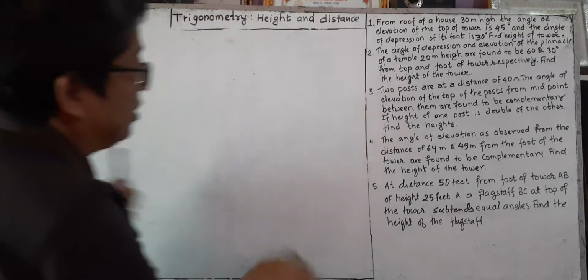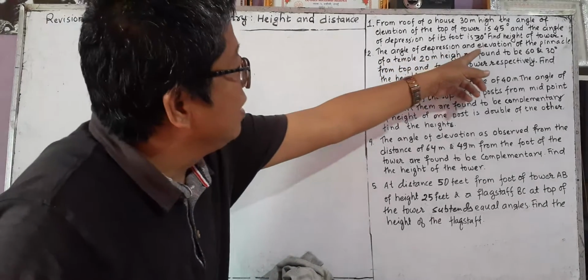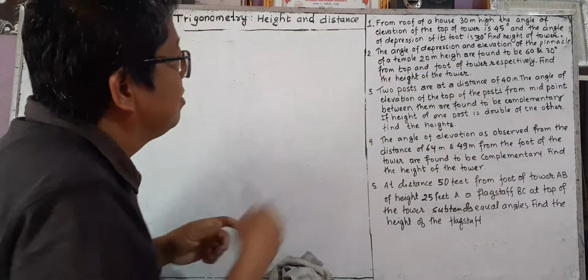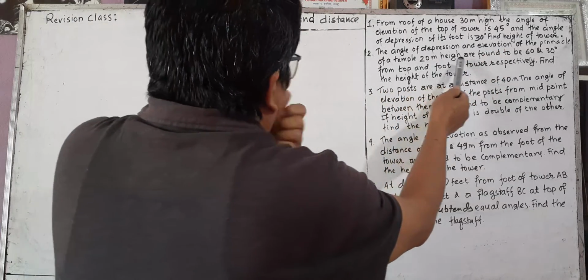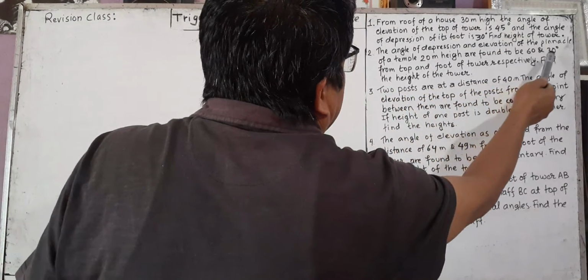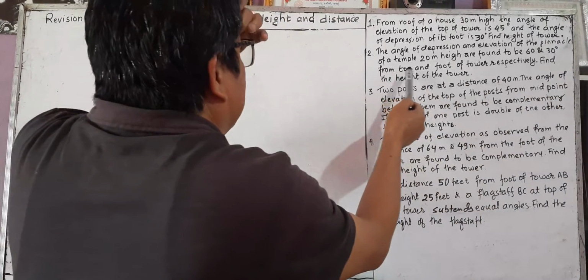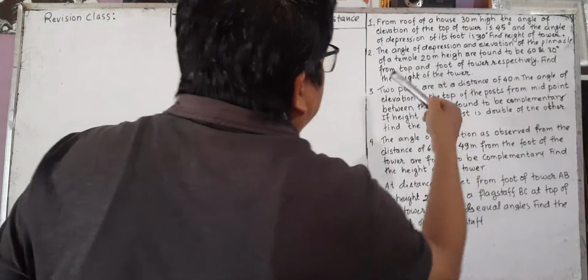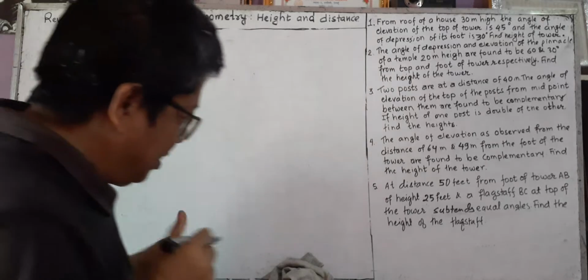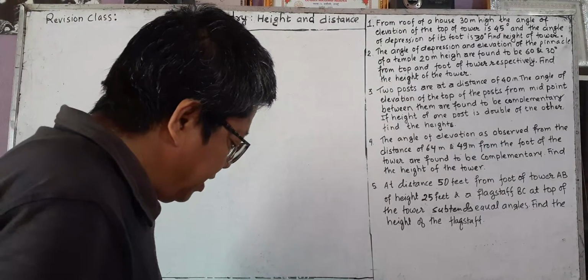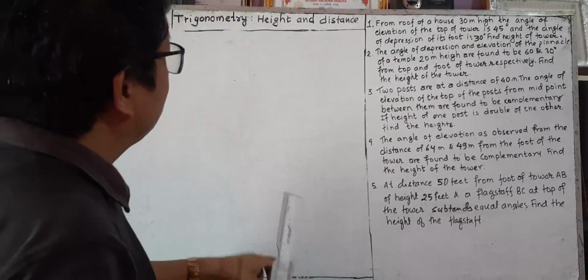So look at another question. The angles of depression and elevation of the pinnacle of a temple 20 meters high are found to be 60 degrees and 30 degrees from the top and foot of the tower, respectively. Find the height of the tower. The diagram is similar to the previous one.